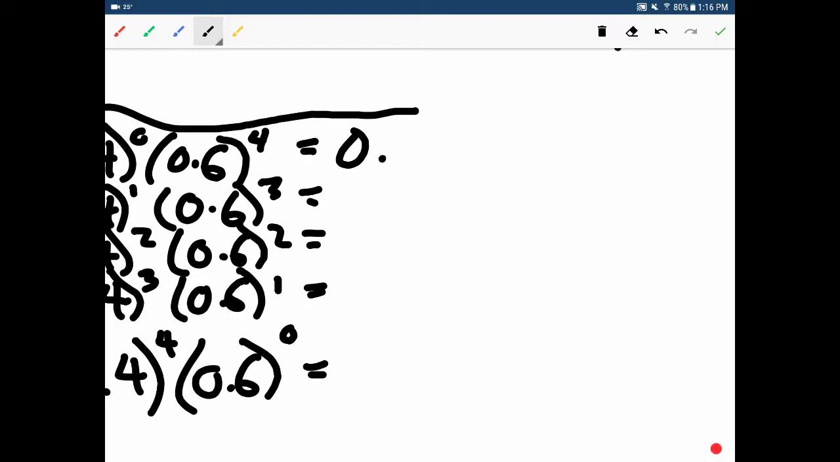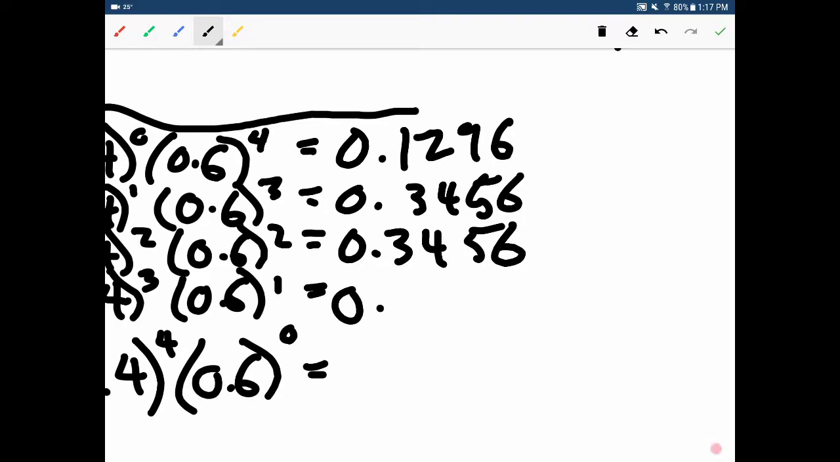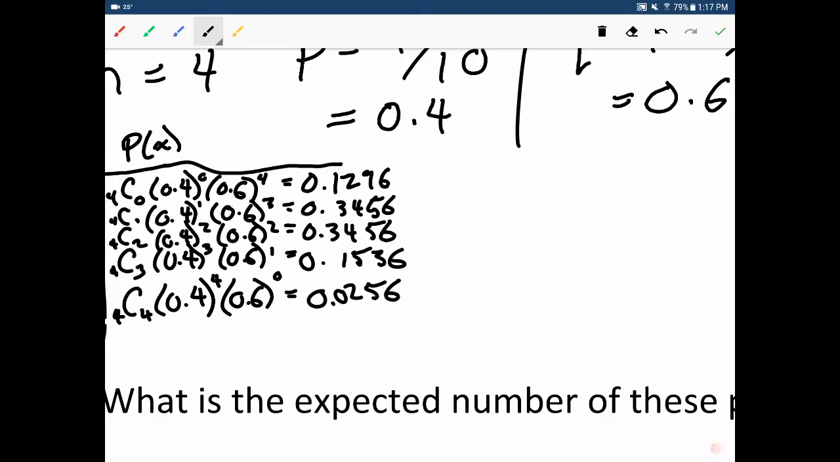So it'd be 0.1296, 0.3456, 0.3456, 0.1536, and finally 0.0256. There we go. All right, so that's all our probabilities.